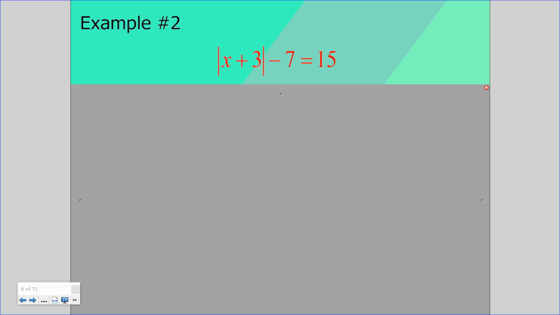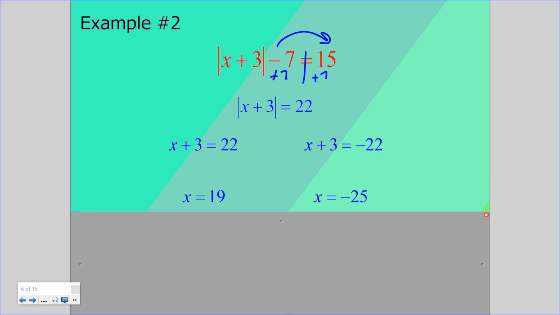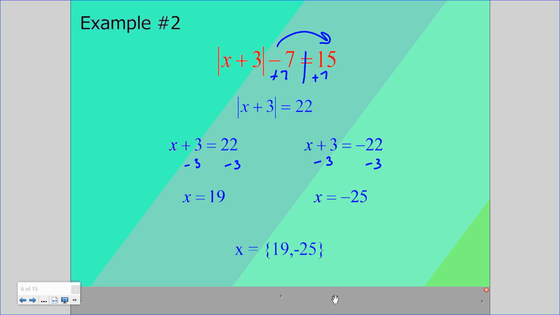Here's our second example. This time the bars are not isolated, so we do need to first add 7 to both sides, get that minus 7 to the other side of the equal sign before you set up your two equations. Once you've done this, you can now set your equations up, one equal to positive 22, the other equal to negative 22. Subtract 3 from both sides and solve for x to get x to be either 19 or negative 25.